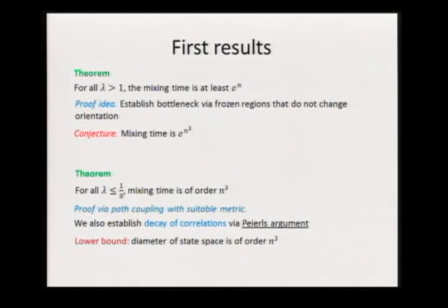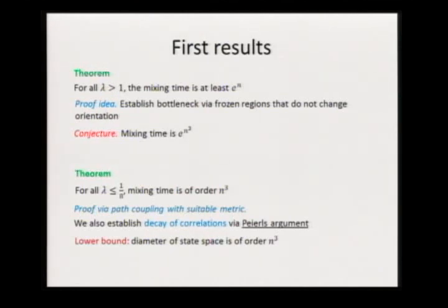Right? We show this with a proof via path coupling with a suitable metric. And we also managed to establish, in the same regime, that we have decay of correlations, which means that regions that are far away from each other evolve independently. We are able to show this via a Peierls argument. If you are used to working in this area, you can see that Peierls arguments usually do not go all the way to the critical value, so you have to work more if you want answers for all lambda smaller than 1.